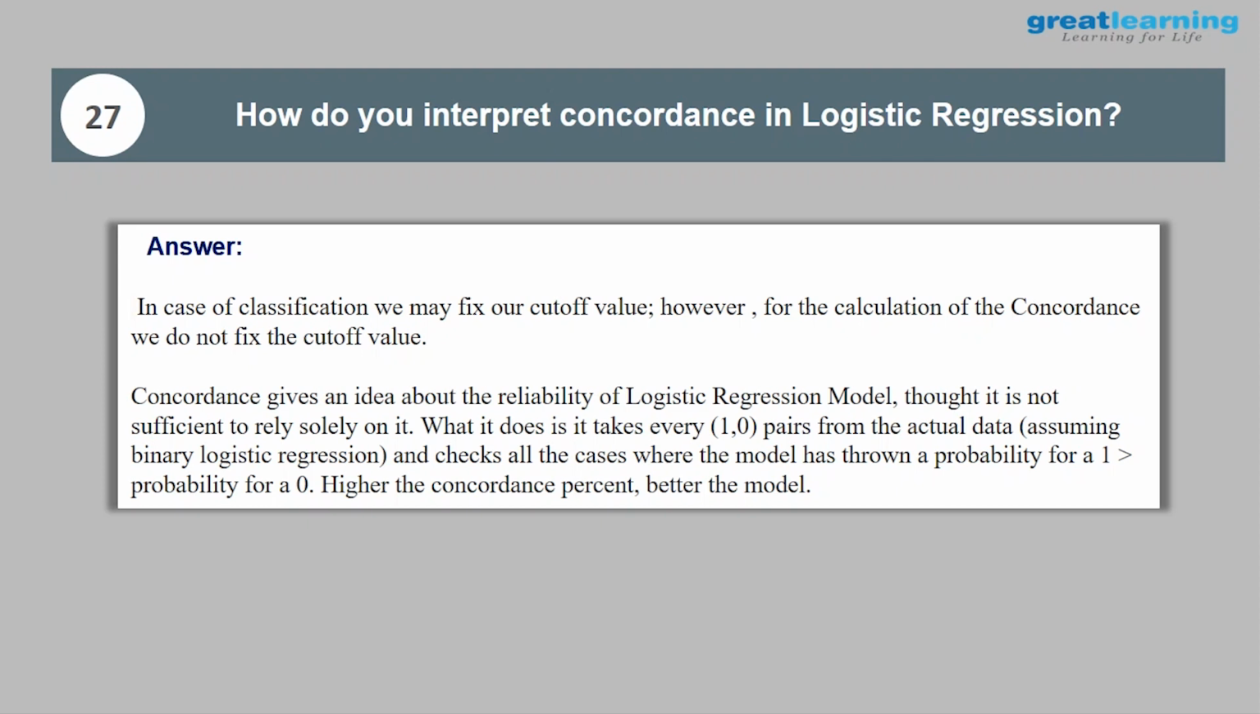What it does is take every 1-0 pair from the actual data, assuming binary logistic regression, and check all the cases where the model has thrown a probability for 1 greater than the probability for a 0. The higher the concordance percent, the better the model is.